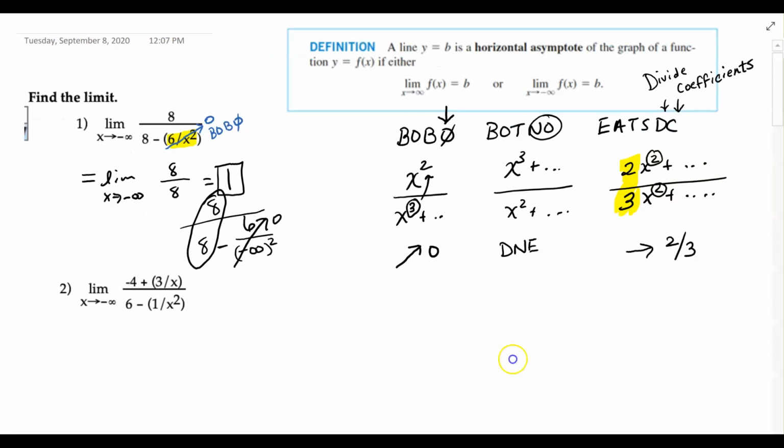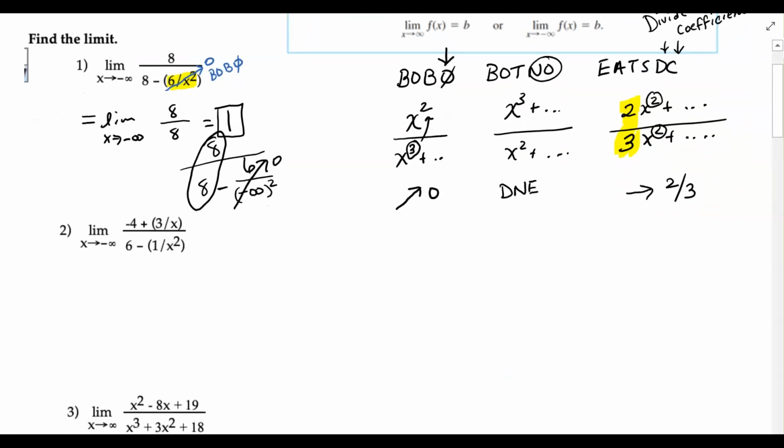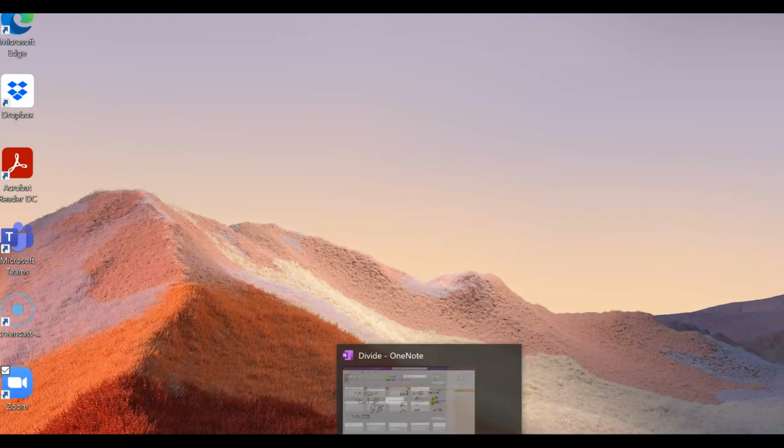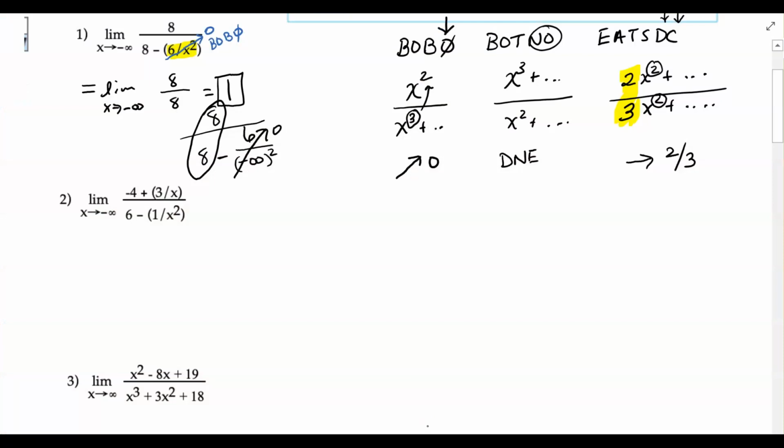All right, now let's go ahead and take a look at this next problem, number 2, and give me 1 second here to pull it back up. There it is. All right, if you look at this one again, now we've got 2 little things that we're looking at. What happens on the top? Okay, it's bigger on the bottom. Bobo again. And on the bottom, it's also Bobo.